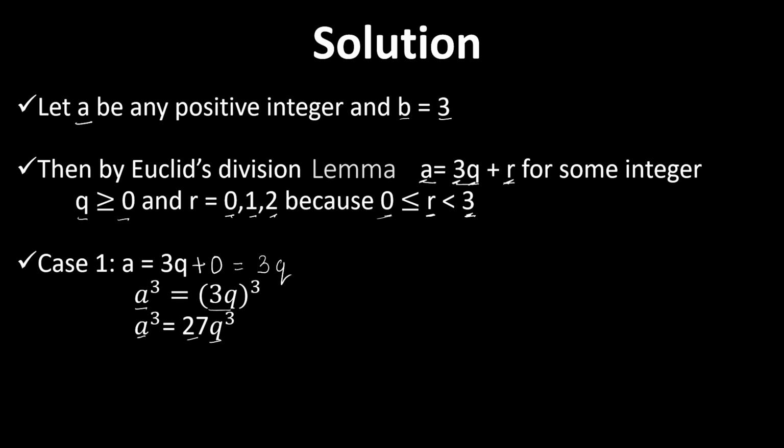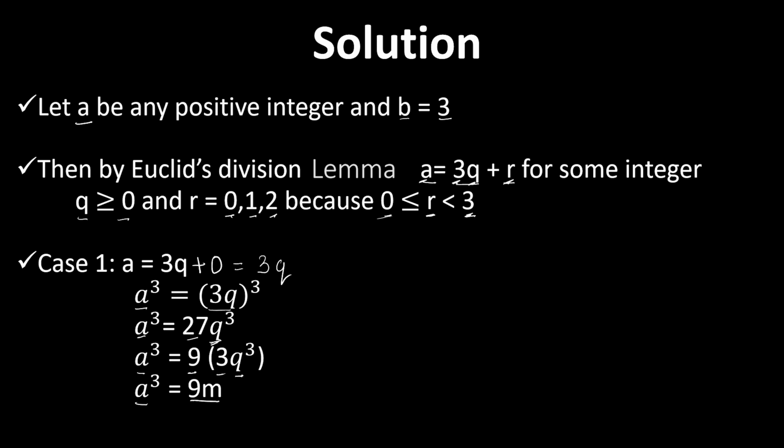So what are we doing? We are multiplying 3 times. 3 into 3 into 3, we are going to get 27 and q into q into q will give q cube. So it's easy to take 9 common from 27q cube. If we do so, we are going to get a cube is equal to 9 times 3q cube. So we can write it in the form of 9 multiplied by something. Hence, our final step would be a cube is equal to 9 times m.